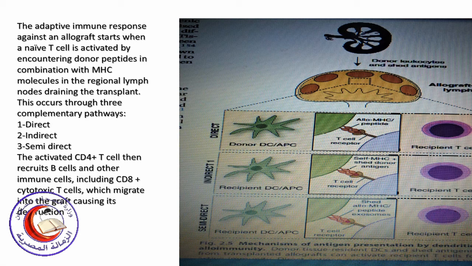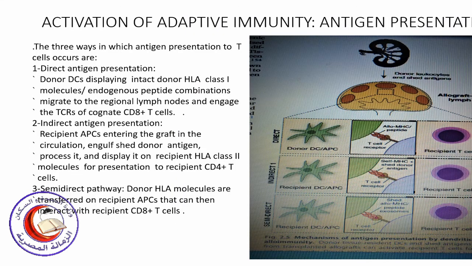This antigen presentation to naive T cells in the regional lymph node occurs through 3 complementary pathways: direct, indirect, and semi-direct. This is not very important. The important thing to remember is that antigen presentation occurs in the regional lymph nodes when the foreign peptide is presented to the cognate T cell receptor. Cognate meaning the T cell, CD4 T cell, with the receptor which is specifically adapted to this particular antigen.